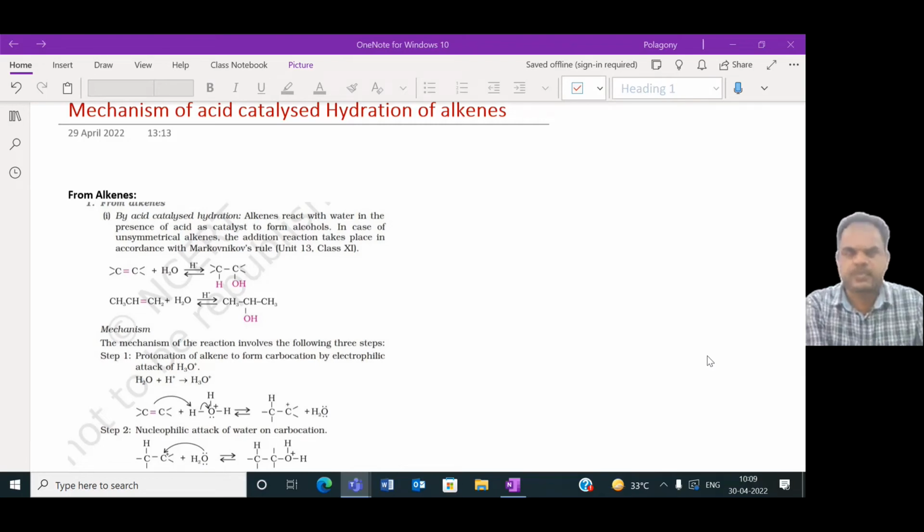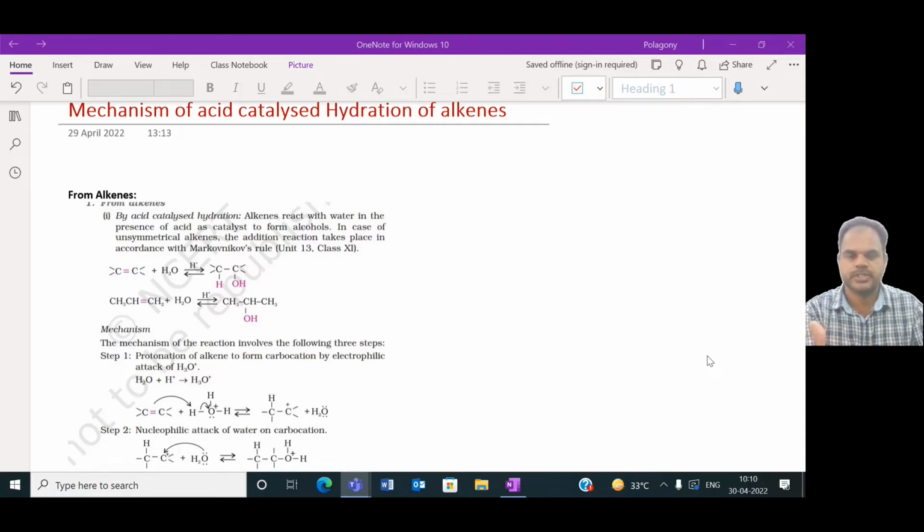Students, we have come up with a new topic: alcohols and phenols, of class 12th grade chemistry. And from this chapter, I have taken the preparation of alcohols from alkenes.